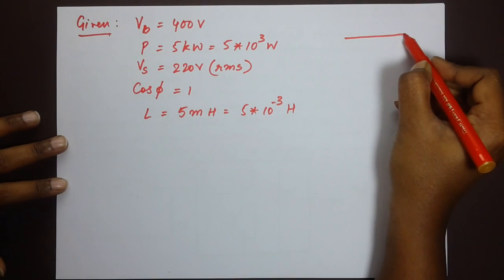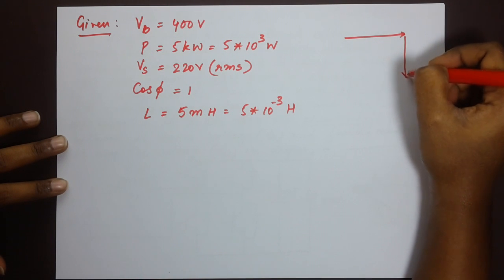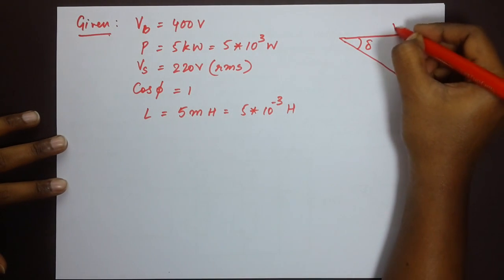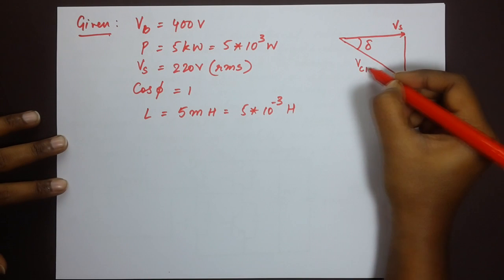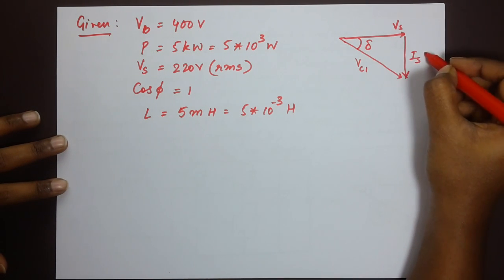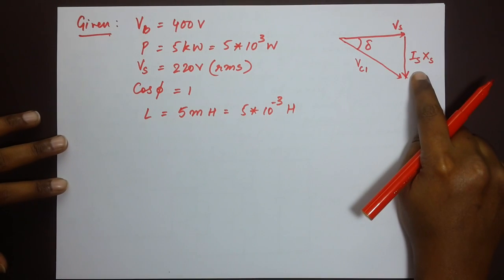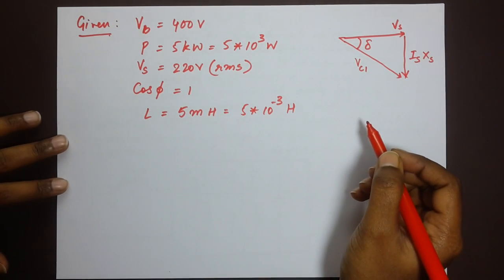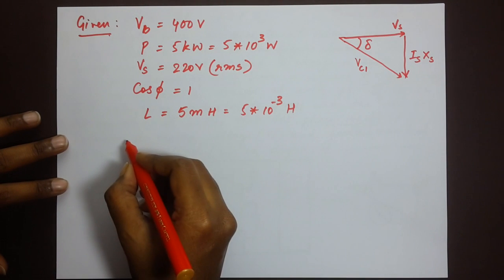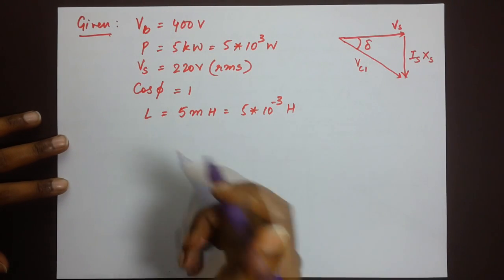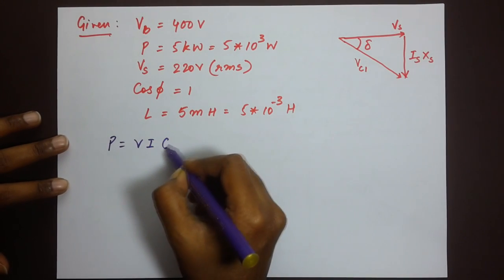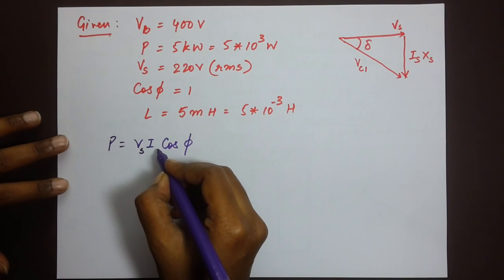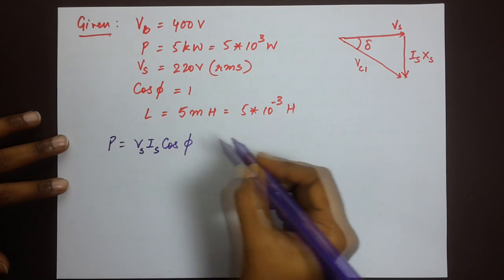Okay, so I'll just put down the phasor diagram here. So this is the angle delta. Here is the source voltage and here is the voltage of the converter RMS, and here we have Is Xs, where this is the source current and the source reactance. Now the next part is to utilize the power formula. We know in general that the power formula is given as VI cos phi for AC. And in this expression we are going to work on the source, so it is Vs Is cos phi.